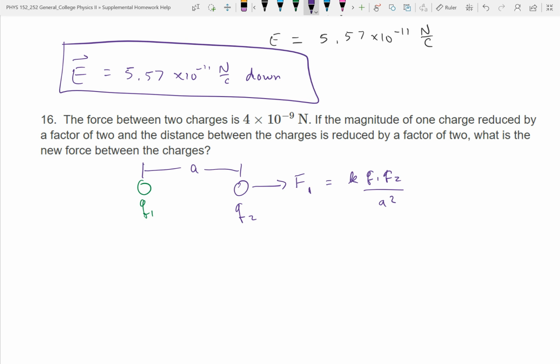I assumed both charges were positive to give it a direction. So yes, I assumed a direction. Should we always assume that? It won't matter. Basically, you just have to make an assumption. Okay, so if the magnitude of one charge is reduced by a factor of 2, so that's Q1 over 2 now instead of Q1, and the distance between the two is reduced by a factor of 2 as well. So now I'm going to have Q2 there with the separation of A over 2. Then what is force 2 equal to?